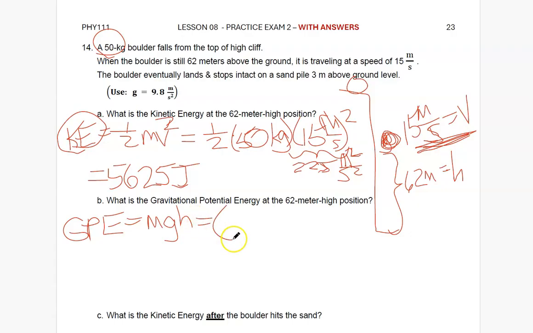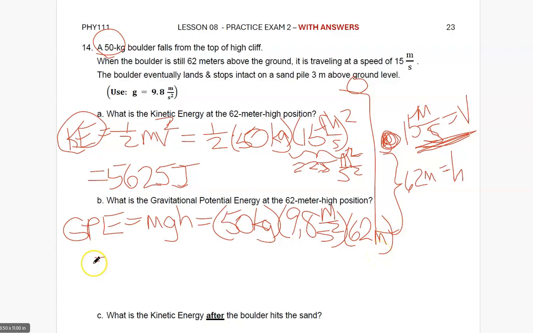And we're going to throw those numbers in. Again, we have a 50-kilogram boulder, but now we're multiplying it by g. g is 9.8 meters per second squared. And our height at that moment in time is 62 meters. Again, we plug this into our calculator, and we get a value of 30,380. And you see the units are kilogram meters per second squared times another meter. But we already know that those are equal to joules. So you're just going to write joules. Gravitational potential energy is a form of energy, so it's going to be measured in joules.